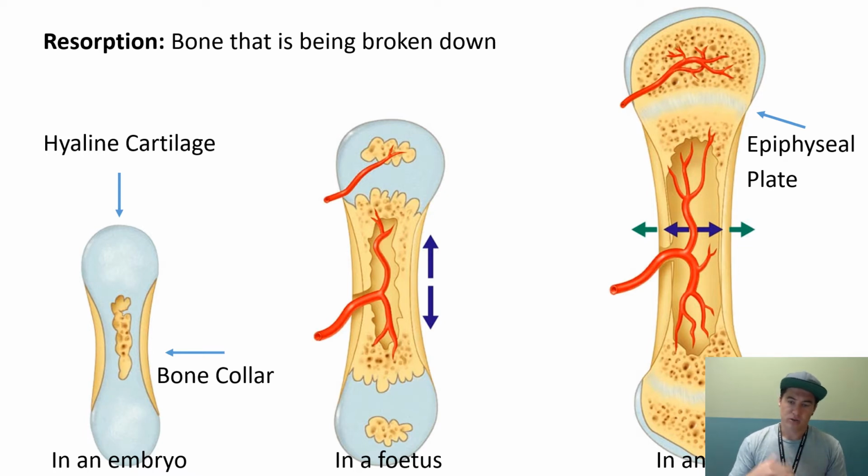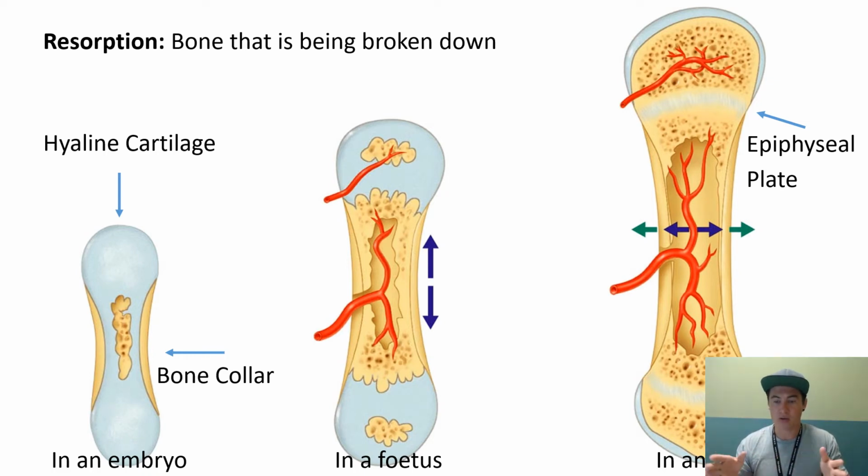So as bone is laid down, hyaline cartilage grows on the ends, and that pushes lengthwise growth in long bone, but also width growth, which is called appositional growth. Our osteoclasts, which break down bone, start to resorb, which is the term used for breaking down bone on the inside of the long bone, creating that medullary cavity. Bone collar gets wider.